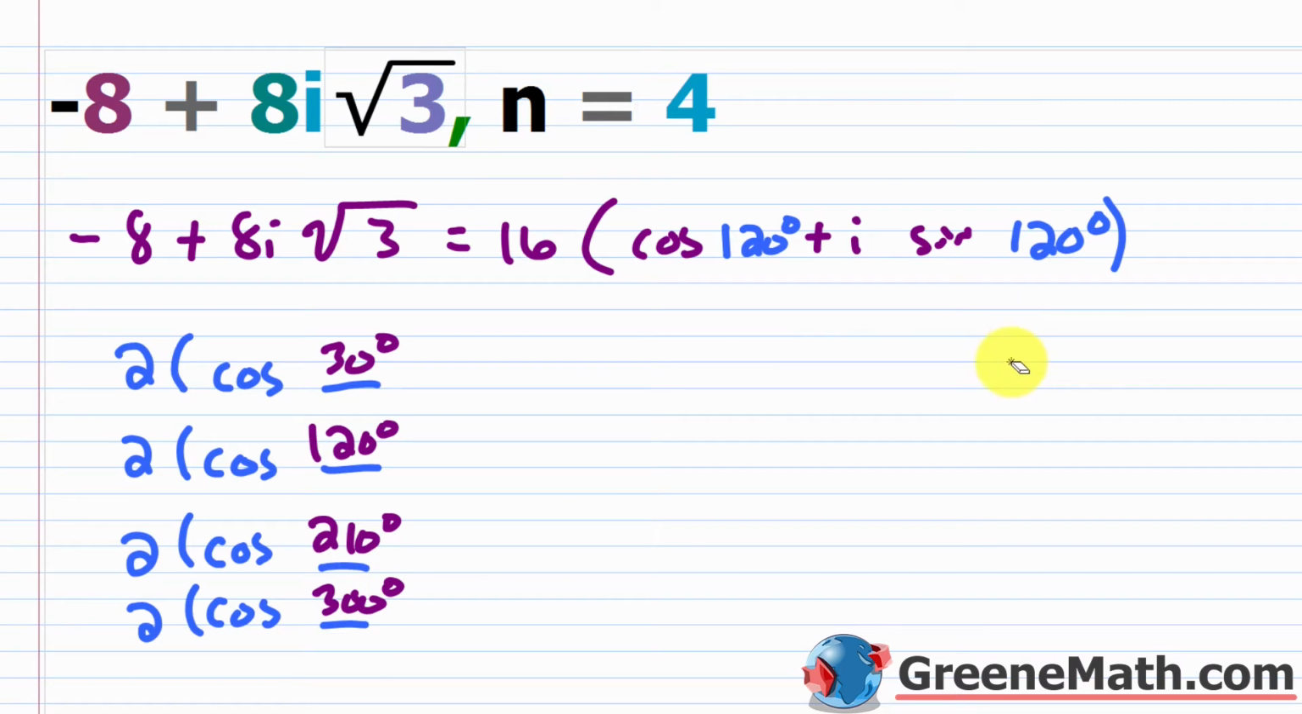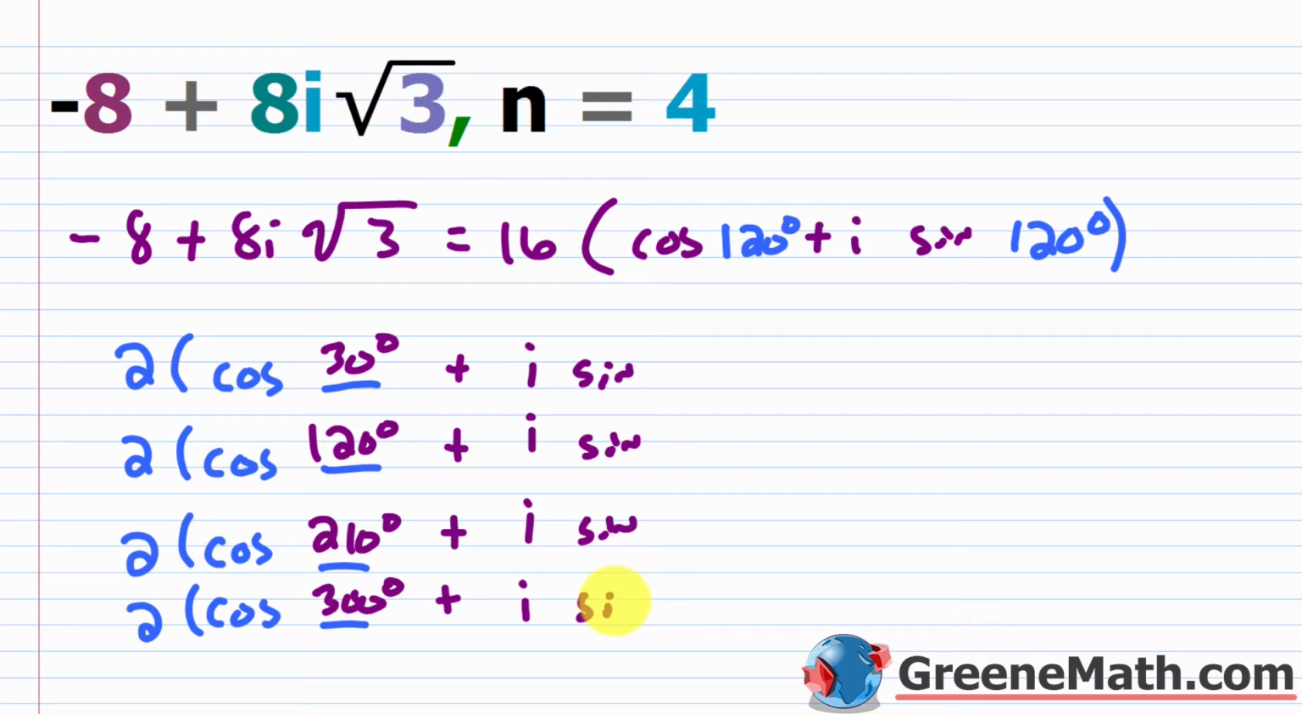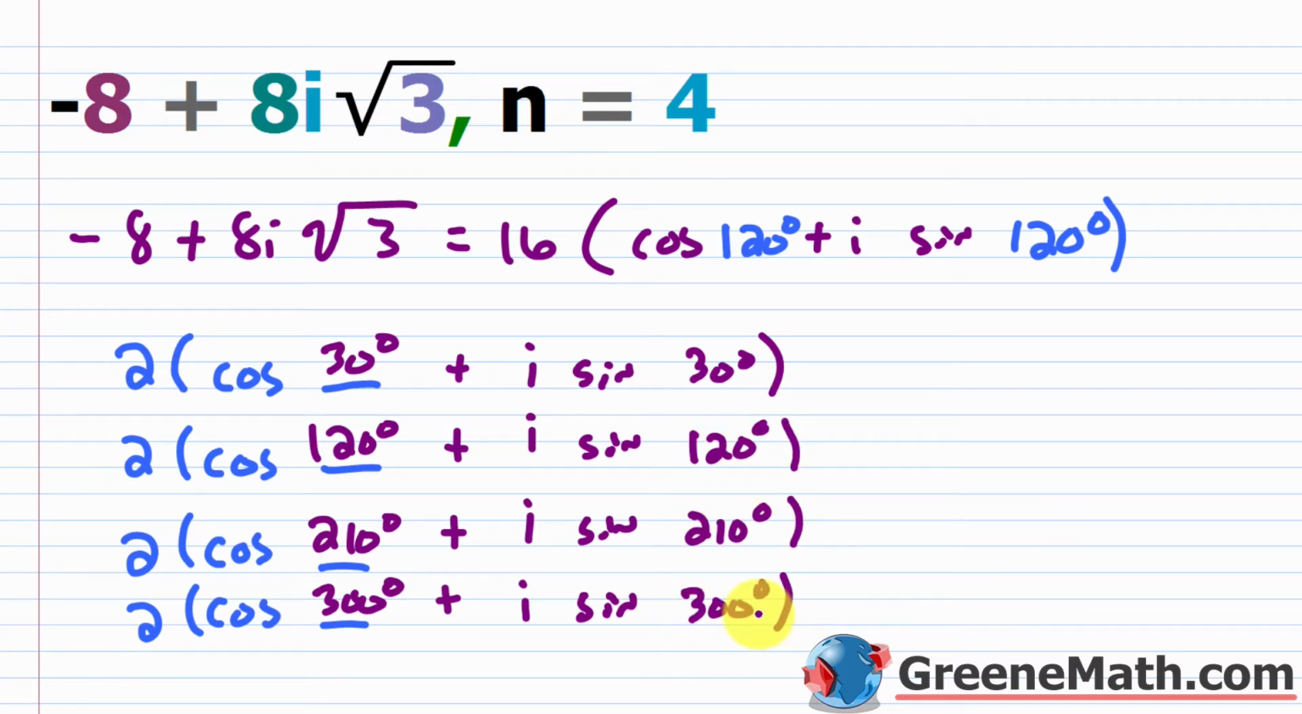So let's get rid of this. And let's put our plus, plus, plus, plus, i, and i. And then the sine, the sine, the sine, and then the sine of 30 degrees, close that down, and this will be 120 degrees, close that down, and then 210 degrees, close that down, and then 300 degrees. So these are our 4 fourth roots for this number in polar form. So how would we go about graphing these complex roots?